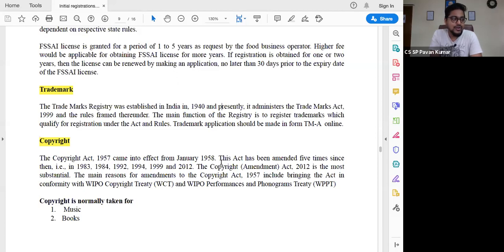It can be a logo, it can be a name, it can be a combination of a color, it can be indicating a particular geographical area. Basically, it represents that this particular product is mine, it is a trademark.